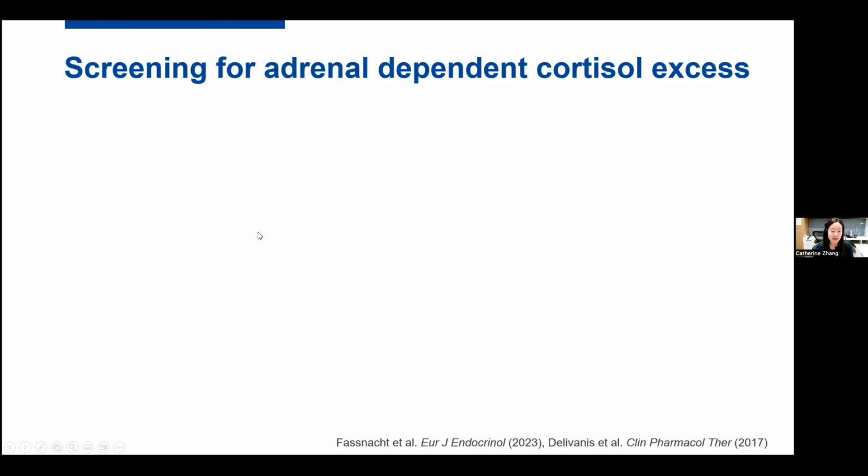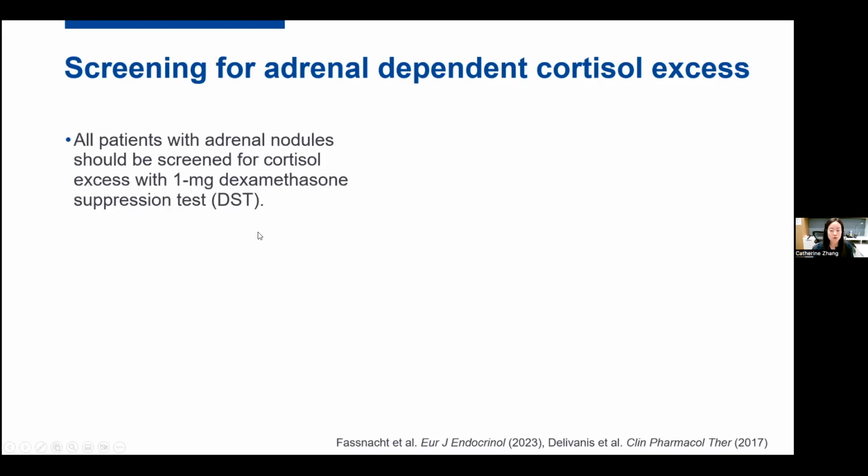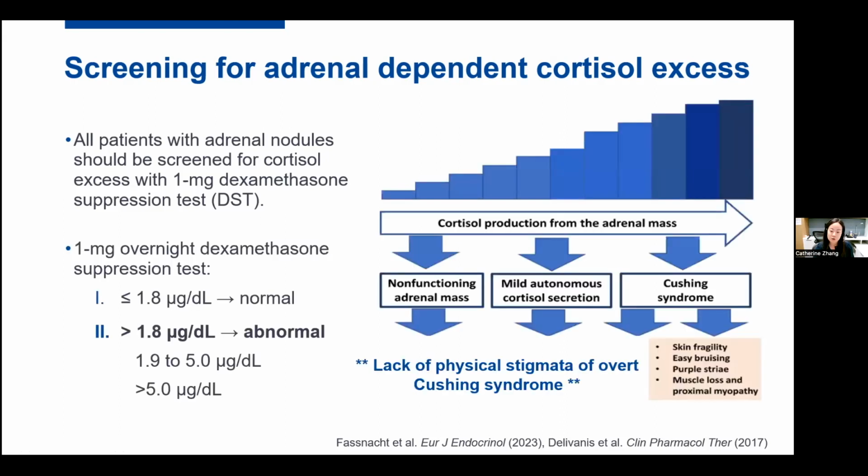So everybody who's found to have an adrenal nodule should undergo screening for cortisol excess. When we look at cortisol production from an adrenal mass, it likely occurs on a continuum, but we broadly classify it into what's normal versus abnormal based on the dexamethasone suppression test result. And that threshold of what's considered normal versus abnormal has shifted a little bit over time. So using the current guidelines, next day cortisol of 1.8 micrograms per deciliter or less is considered normal. This is what we would call a non-functioning or non-secretory adrenal mass. And then a next day cortisol over 1.8 is considered abnormal.